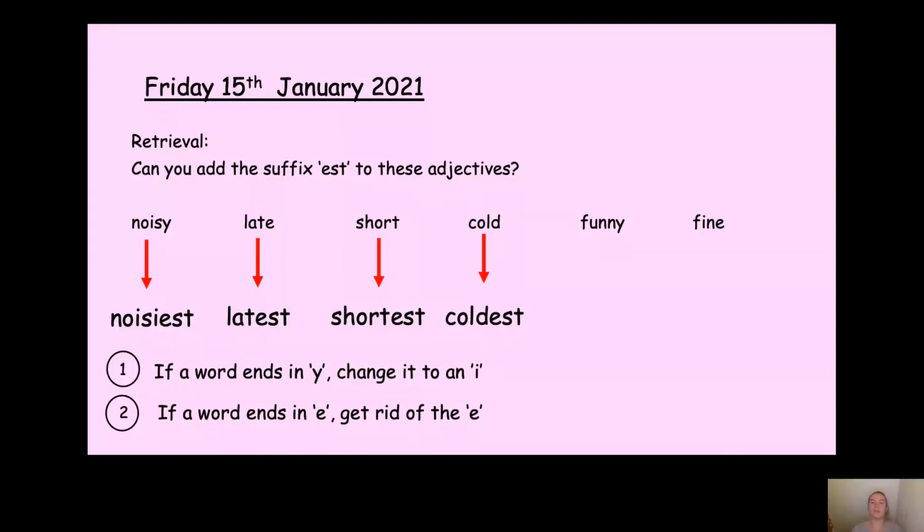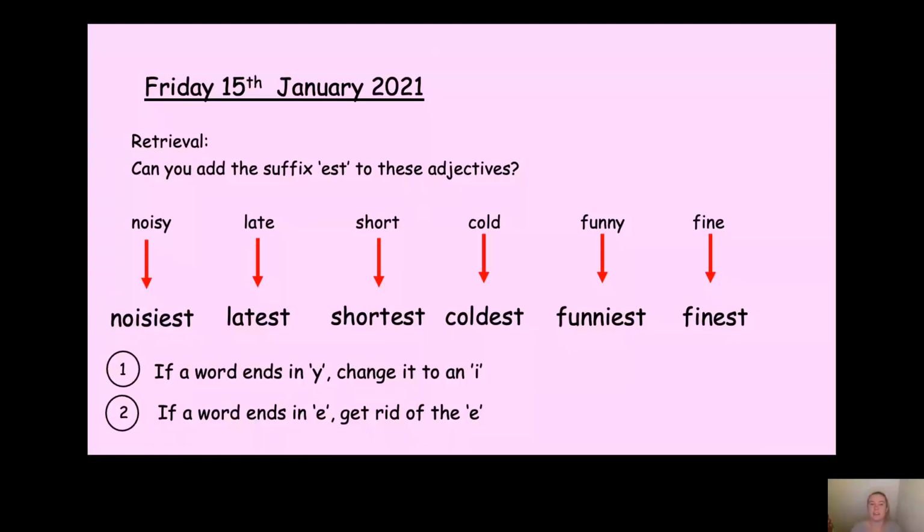Now, what about funny? What does funny end in? Yes, it ends in a Y. Now look at the two rules at the bottom of the page. Which one do we follow? Yes, if a word ends in a Y, change it to an I. So therefore, funny becomes funniest when we change it to a superlative adjective because we changed the Y to an I. Now, the next one, fine. What does fine end in? Yes, an E. And therefore, we need to follow the second rule and drop the E before we add the suffix to make finest. Brilliant, well done if you got those right. But if not, don't worry, why don't you go and have a look at yesterday's lesson again and then try this activity again and see if you can get them right the second time.